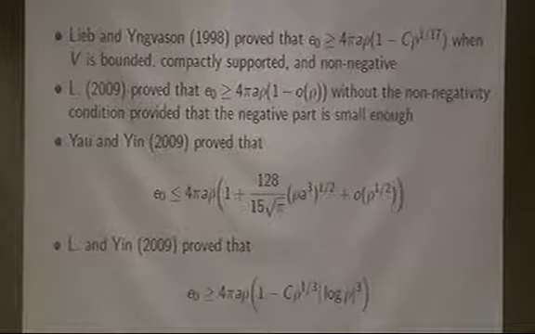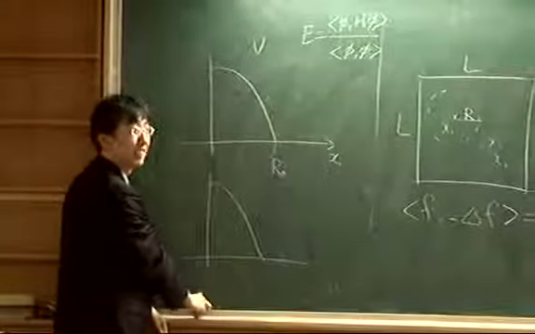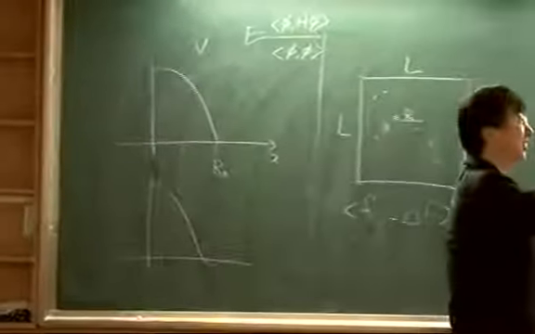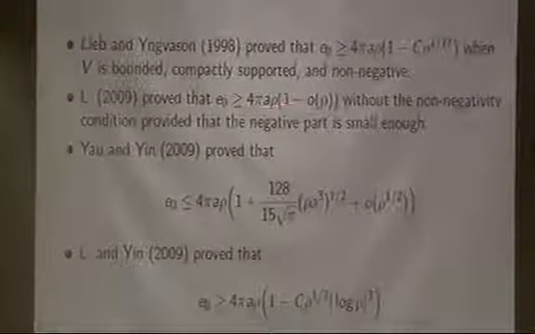And there are some different results. The first one was proven by myself in 2009. So far we only considered this type of potential, but of course there are many different types of potentials. If you have something different like this, which contains a very small negative part here, then still the leading term is 4 pi a rho. The second order is pretty bad, but still we can prove this.